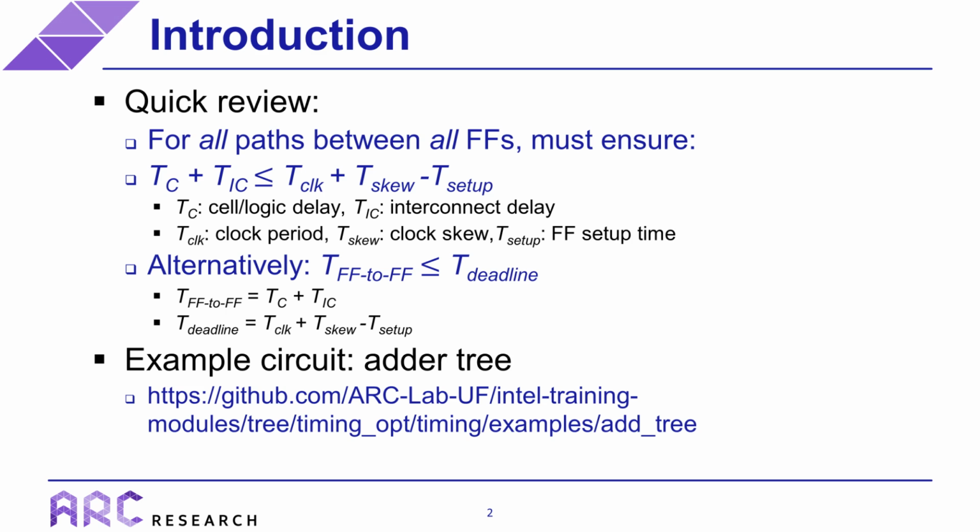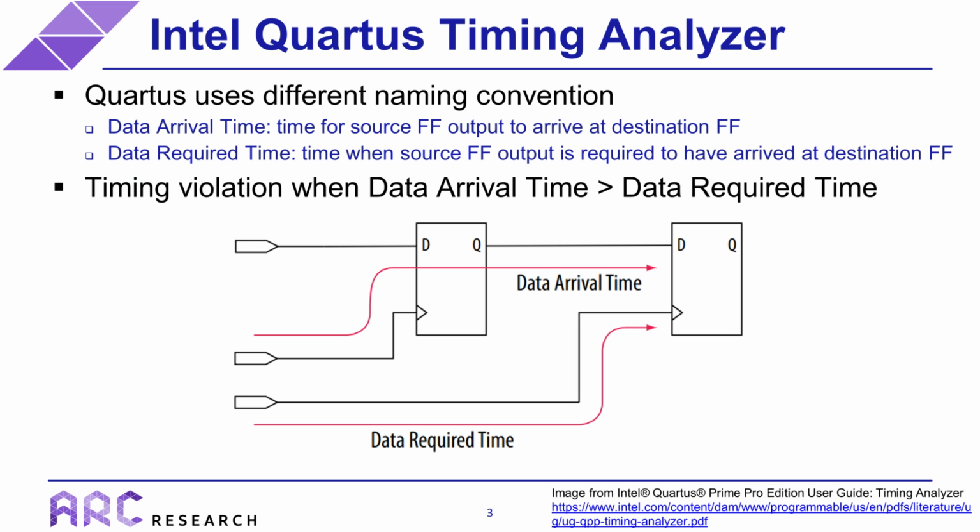Now, to demonstrate timing optimization with the Quartus Timing Analyzer, I'll be using a simple adder tree circuit that is provided in the repository at the URL shown on the slide. Before I jump into using the timing analyzer, I first need to explain the naming conventions used in Quartus, which are slightly different than what I've presented previously.